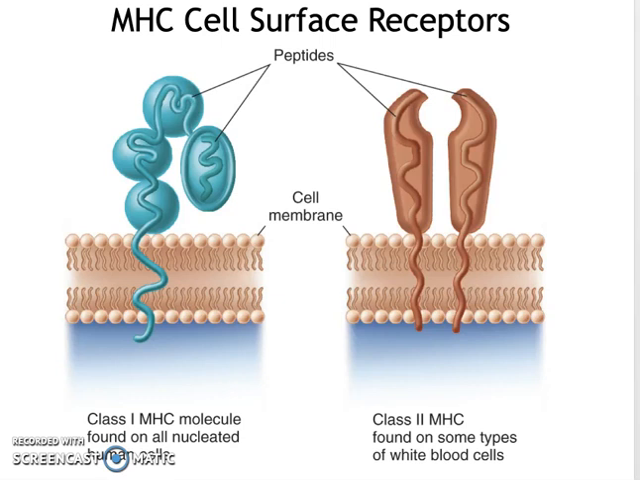Then we have MHC class II cell surface receptors. MHC class II cell surface receptors are molecules that are again found in the cell membrane, but these are only found in the cell membrane of some types of white blood cells. Those white blood cells use these MHC class II cell surface receptors to bind to free-floating antigens and help B cells make antibodies to target them. This is one way that your innate defense mechanisms work together with your acquired immune system.